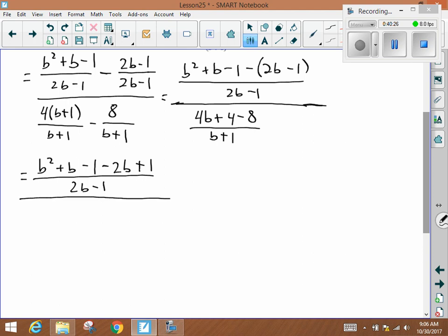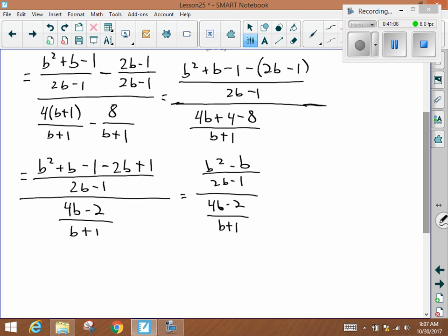I'm just combining like terms now. Okay, time to combine like terms on this first numerator. So that will give me b squared minus b. That's it, right? Over 2b minus 1, over 4b minus 2 over b plus 1. It already looks better. Everything's getting much better already.